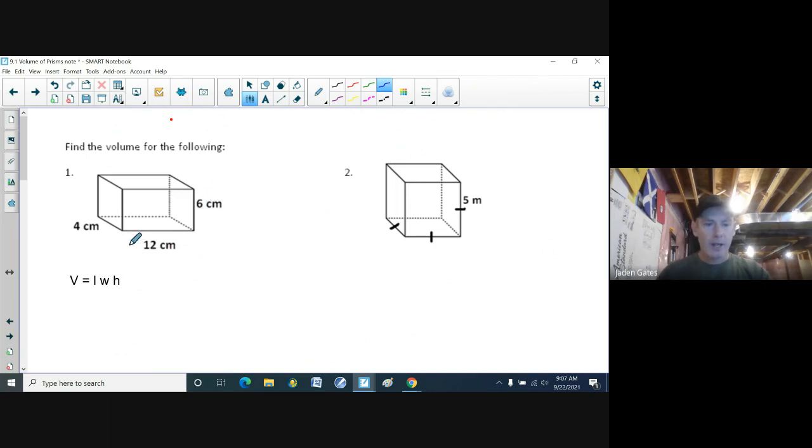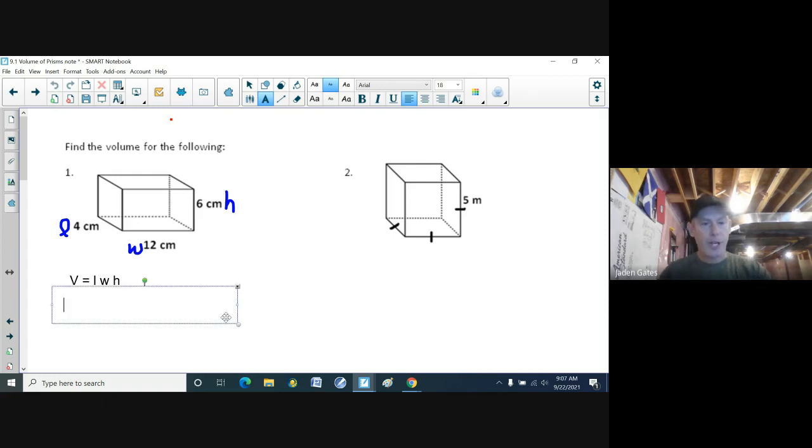I'm going to say that 12 is my width, 4 is my length, and 6 is my height. I do this so that when I'm substituting into the formula, if I ever get mixed up, I can just look at my diagram and know which letter's which. Now I'm going to substitute into my formula here. So I have volume is equal to the length. Let's see, I look up. It's 4. Then I have my width, which is 12. And then I have my height, which is 6.